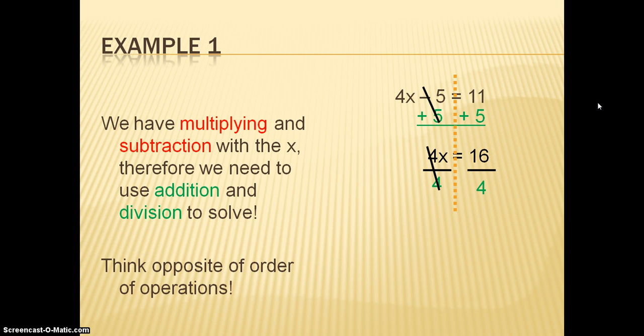So all we're left with is x. 16 divided by 4 is 4. Now this problem is done because x is by itself and is only on one side of the equal sign. So x is equal to 4.